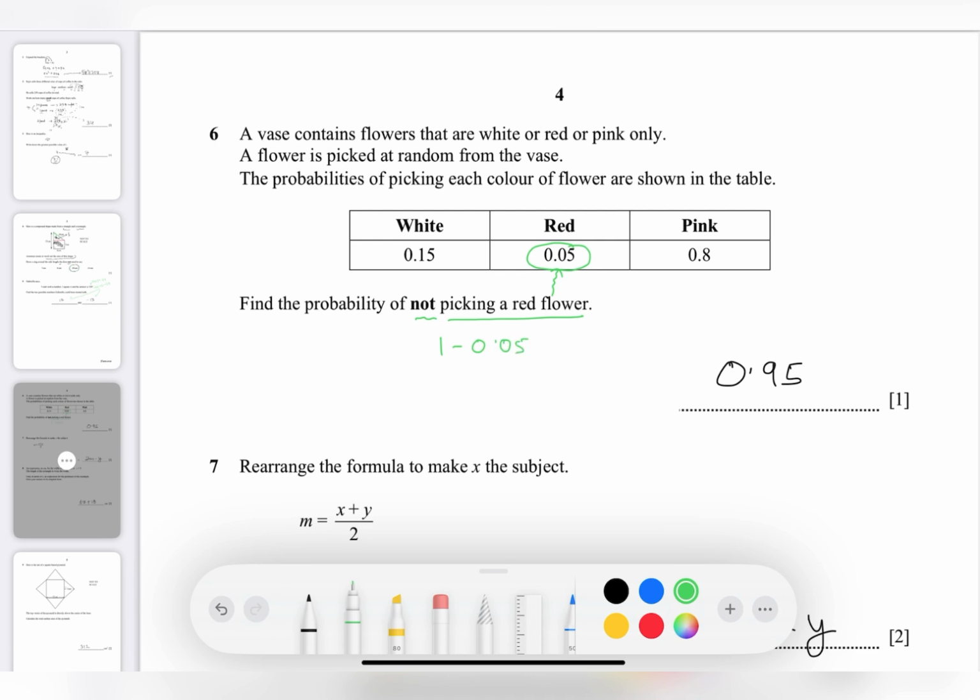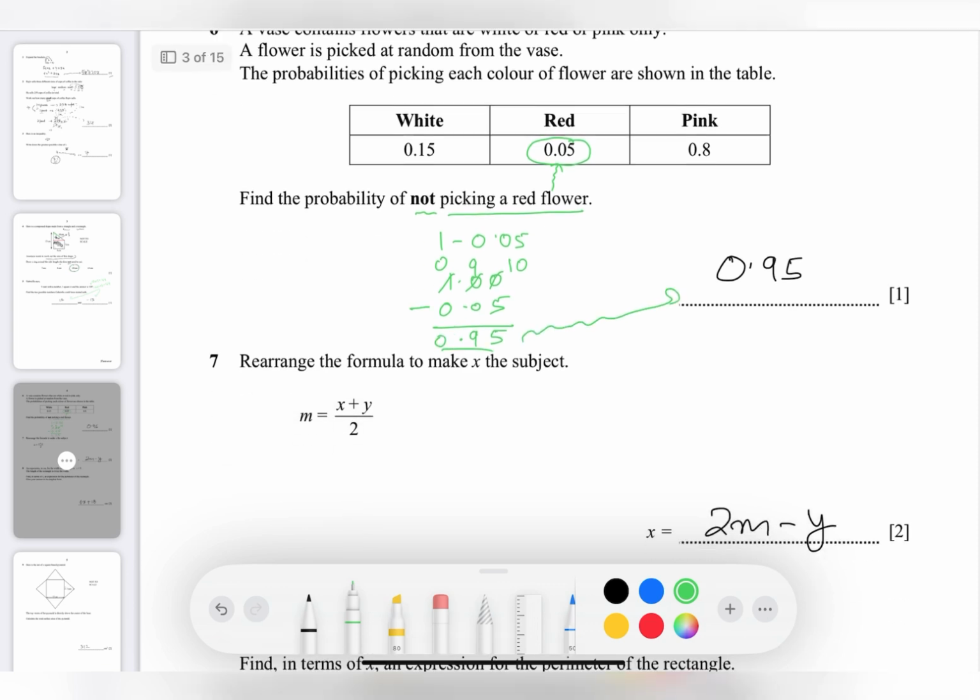How can you subtract it? Either you can use a calculator or you can write like this. Okay, now carry it from here: 0 will become 9 and the other will become 10. 10 minus 5 is 5, 9 minus 0 is 9, and 0. So 0.95 is the correct answer.